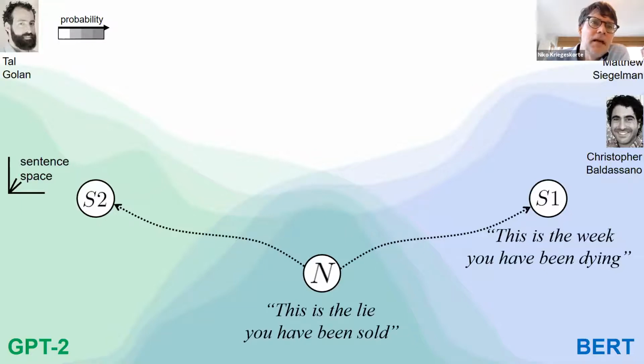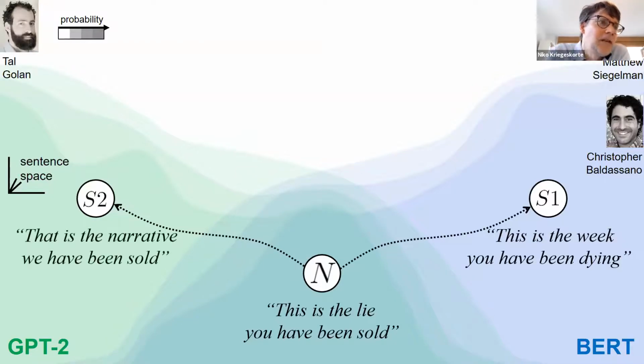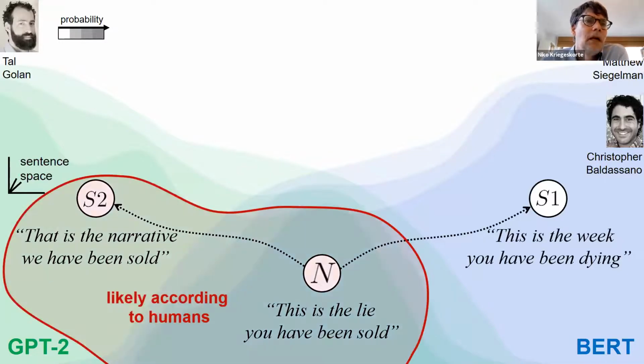And when they did the opposite and minimized the probability according to BERT while maintaining the high probability according to GPT-2, they got this sentence. "That is the narrative we have been sold." So this is a perfectly grammatical sentence and quite a likely sentence. It's probably been uttered many times. So in this case, it looks as though the probability distribution that determines human perception of how likely different sentences are, at least in this one example, appears to be better aligned with GPT-2. In fact, when subjects were asked whether synthetic sentence 1 or synthetic sentence 2 is more likely, 10 out of 10 subjects found synthetic sentence 2 more likely.